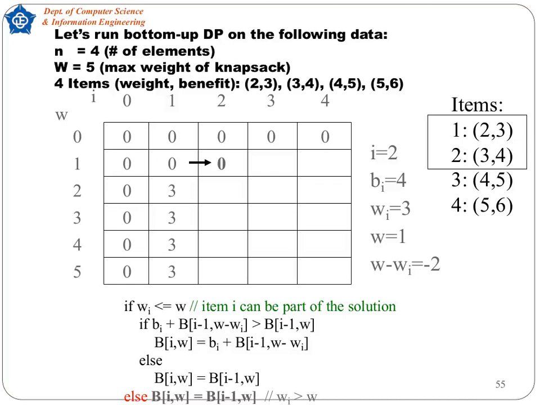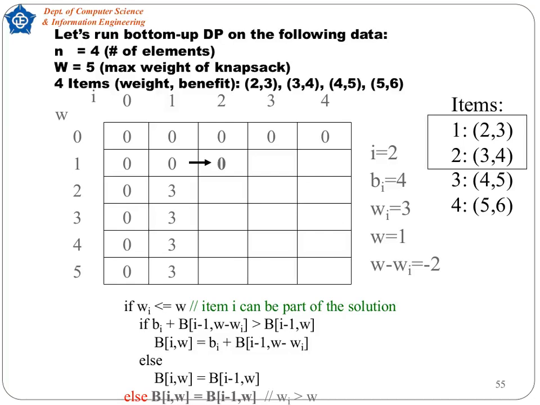In row 1, item 1, w equals 2, b equals 3. We set B[1,2] equals 3. And for any capacity 3, 4, or 5, we also record 3, since that's the best we can do so far. Moving to i equals 2, item 2, w equals 3, b equals 4. Let's zoom in on column w equals 1. The item's weight exceeds this capacity, so it can't fit. We simply copy the previous row's value. B[2,1] equals B[1,1] equals 0.